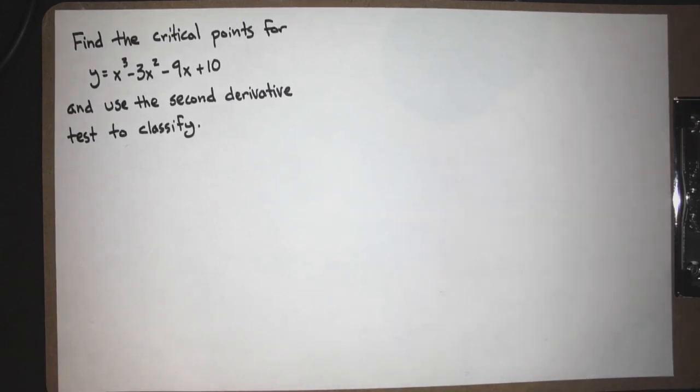Here's a problem. Find the critical points for y equals x cubed minus 3x squared minus 9x plus 10, and use the second derivative test to classify. So determine if there are a max or a min using the second derivative test. How many critical points did we get? 2. Where are they at? -1 and 3. What kind of critical point is -1?